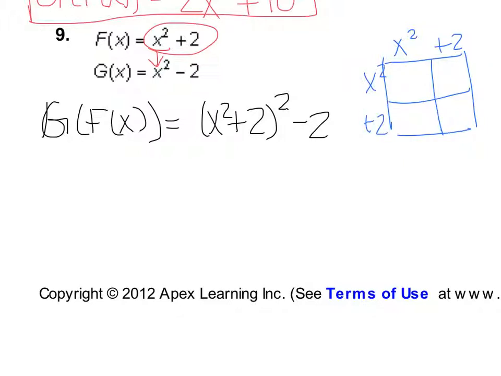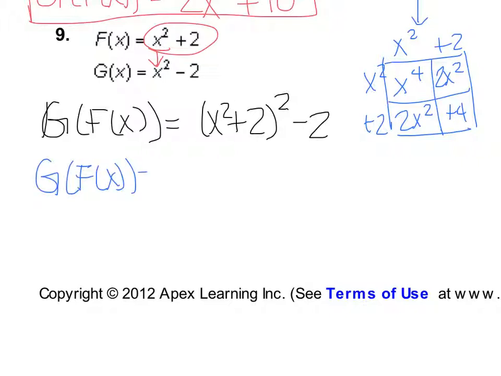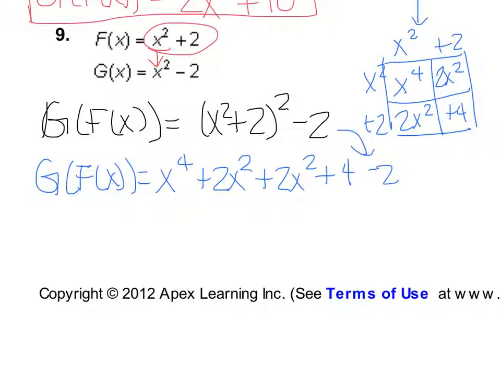Make sure you're being really cautious about your math because it's really easy to mess these up if you don't multiply correctly, because this is an x squared here and that's not something we normally see. X squared times x squared is x to the 4th. 2 times x squared is 2x squared. 2 times x squared is 2x squared, and 2 times 2 is 4. So if I write all of that out, g of f of x equals, instead of x squared plus 2 all squared, it's really x to the 4th plus 2x squared plus 2x squared plus 4. And then I have to bring down my minus 2.